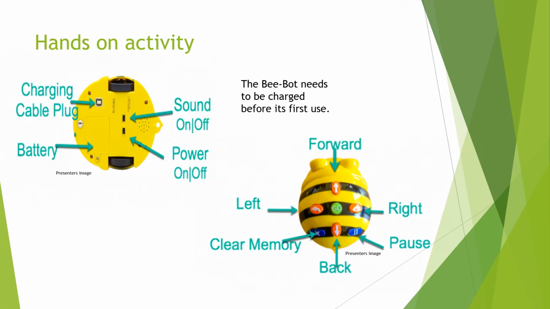So, now we're going to do a small activity to get you used to using the Bebot. The Bebot needs to be charged before its first use. The power and sound switch need to be set off in order for Bebot to charge. The switches are located underneath the robot. As you can see here, there is an orange forward and an orange back, an orange left and an orange right, a cross button to clear the memory, and a pause button.